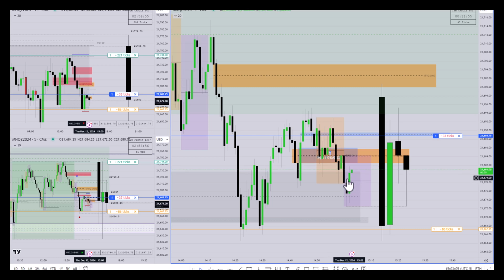Imbalance right here, fair value gap. Come back, touch it a second, get a little bit of liquidity. Okay, immediate rebalance potential right there. A lot of time left in this minute though. Okay, not immediate rebalance. There's an inefficiency right here.